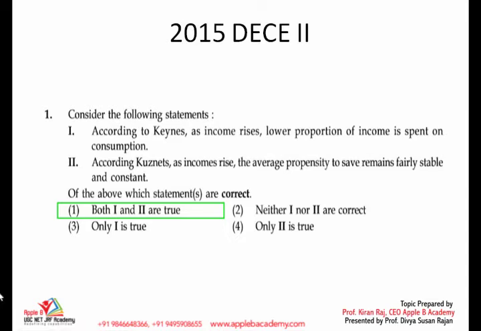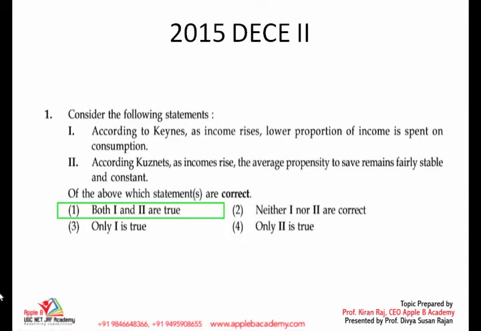Now again, when we consider the Keynesian absolute income hypothesis, as the income rises, a lower proportion of income is spent on consumption, which is true, because in the second proposition, Keynes had actually stated that savings is a luxury. So after a point of time, as income increases, people tend to consume part of the income, but not at the same rate as the increase in income. So consumption is relatively lower, as the remaining amount is saved by the individual. So statement 1 is absolutely true.